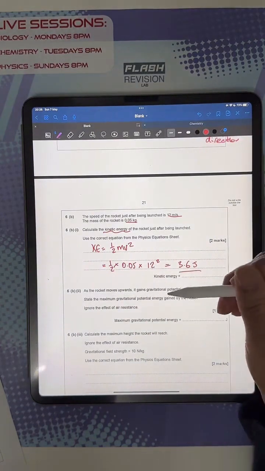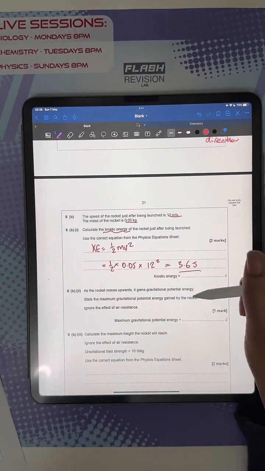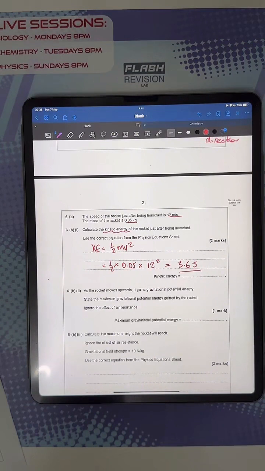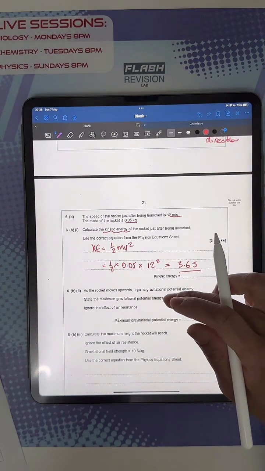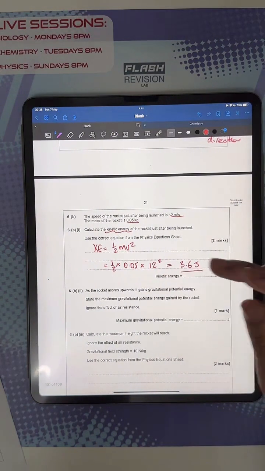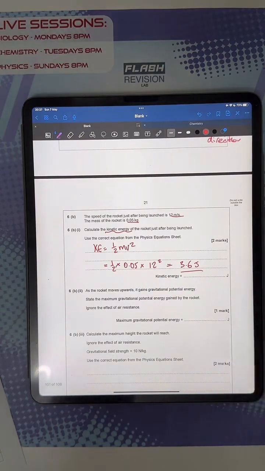As the rocket moves upwards, it gains gravitational potential energy. State the maximum GPE gained by the rocket. Ignore the effect of air resistance. What do you think the answer to that is?